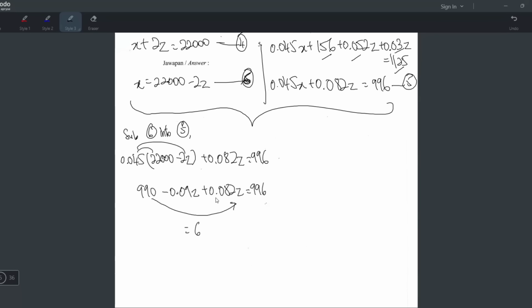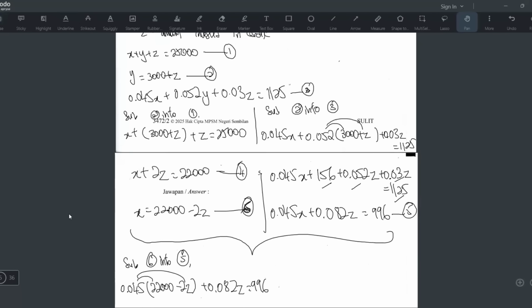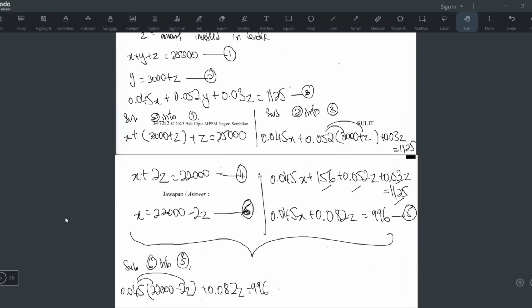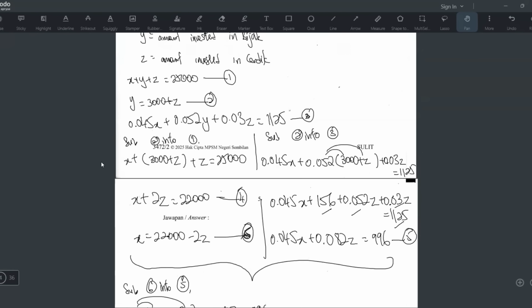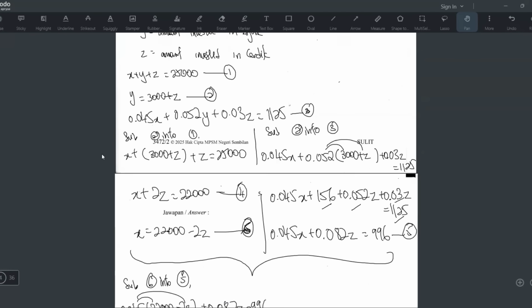And then negative 0.09 plus 0.082, that's negative. Okay, why do I get negative? Your Z can't be negative. So I must have done something wrong here. So where is my mistake? Wait, 0.055. Let me check. Where did I make a mistake?